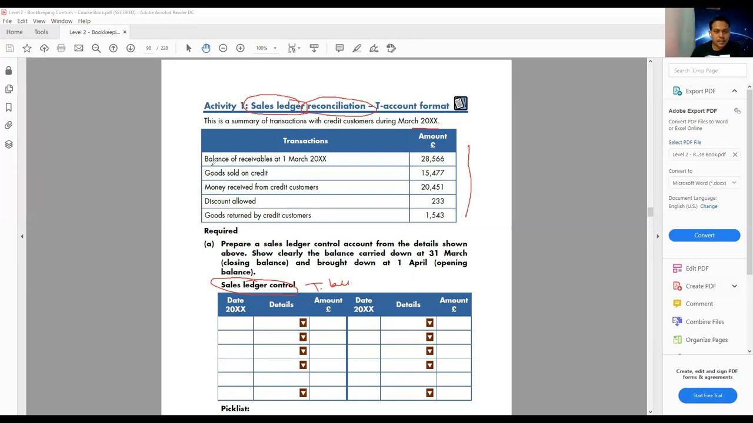This is a summary of transactions. There are a lot of transactions with all the credit customers. All the credit customers' total sales are recorded here. So from there, I'm going to prepare my sales ledger control. That's fine. So we'll do that.